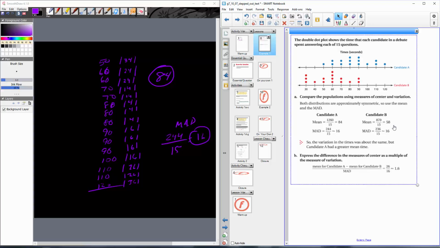So 84 minus 58 is 26. 26 divided by 16 is 1.6. So this is the multiplier of variation that we have between the two.